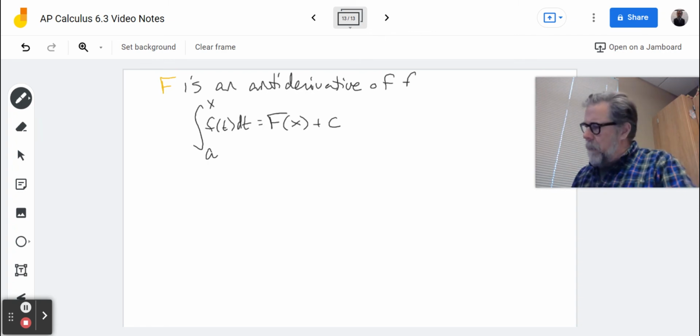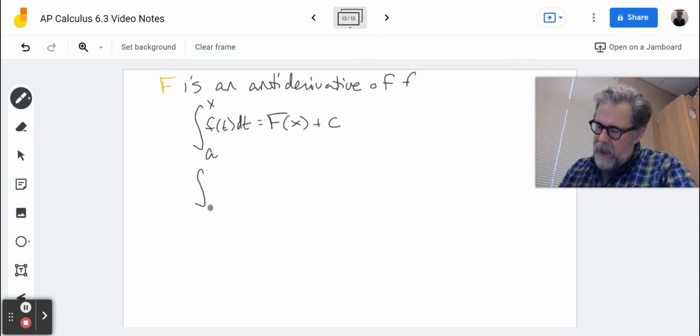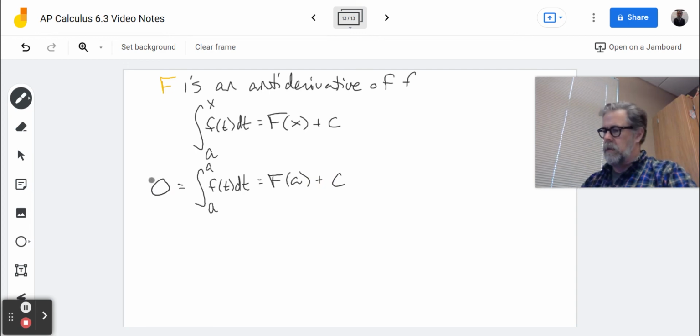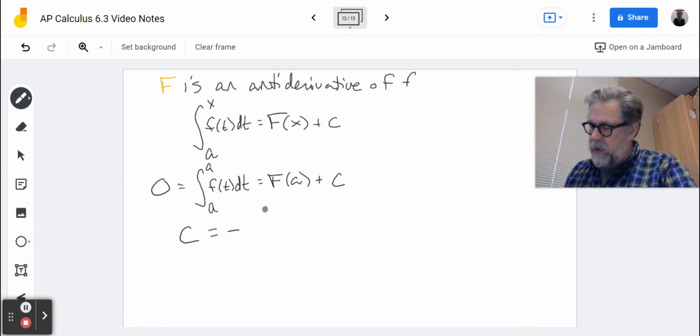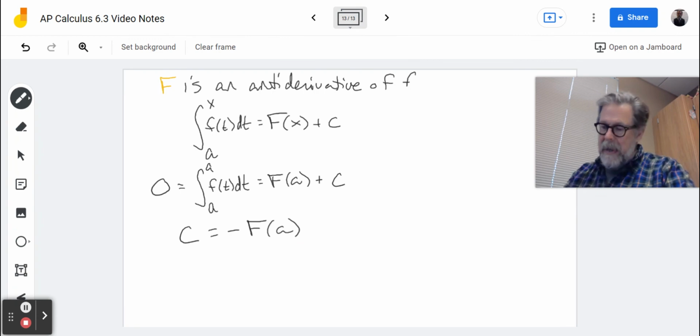So let's do a little mathematical trickery. Let's talk about the integral from a to a of f of t dt is equal to F of a plus a constant. But I know that this is equal to 0. And what that tells us is that my constant is equal to the negative of F of a. Let me back up just a second. We all comfortable that that's equal to 0 because the width of our interval is 0, which means that the area must also be 0. All right.